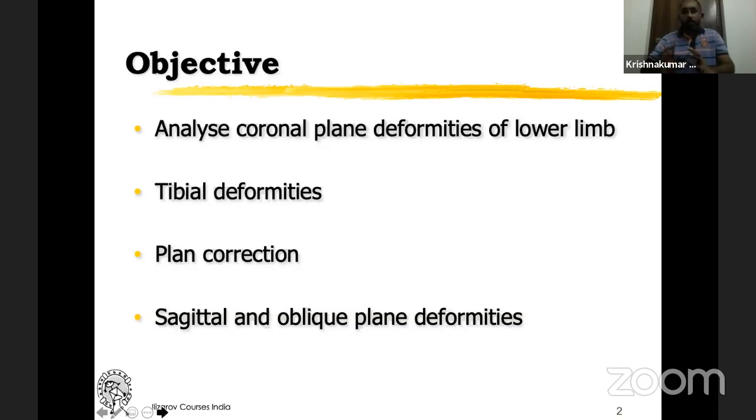So once you are done with this, you will get an idea about how to plan a correction in case of a tibial deformity. And once this is done, the same principle applies to the sagittal as well as oblique plane deformities. Oblique plane deformities are a little bit complicated. You need an idea about the sagittal plane correction, and then you need to assess both together, that is the coronal as well as the sagittal plane together, and then you make a protocol for the oblique plane deformities.